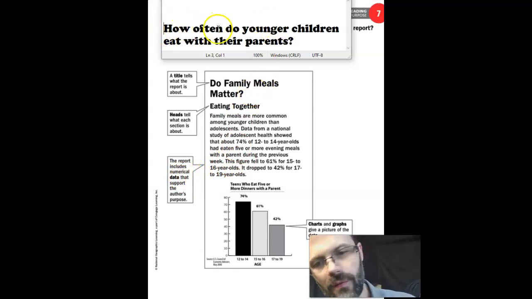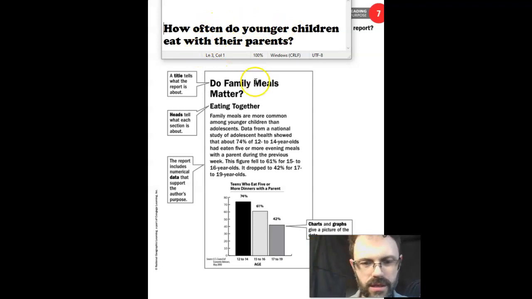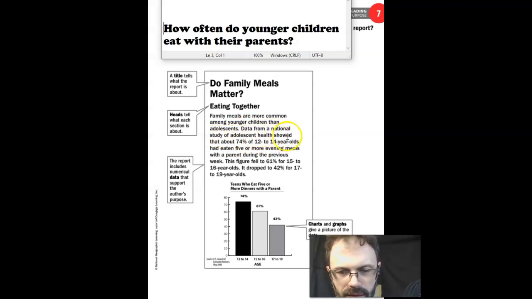Here it is. How often do younger children eat with their parents? And as you're reading here, the title is Do Family Meals Matter? And the head is Eating Together. So this part is about eating together because the head is eating together. And it says family meals are more common among younger children than adolescents. Data from the National Study of Adolescent Health shows that about 74% of 12 to 14-year-olds had eaten 5 or more meals with a parent during the previous week.